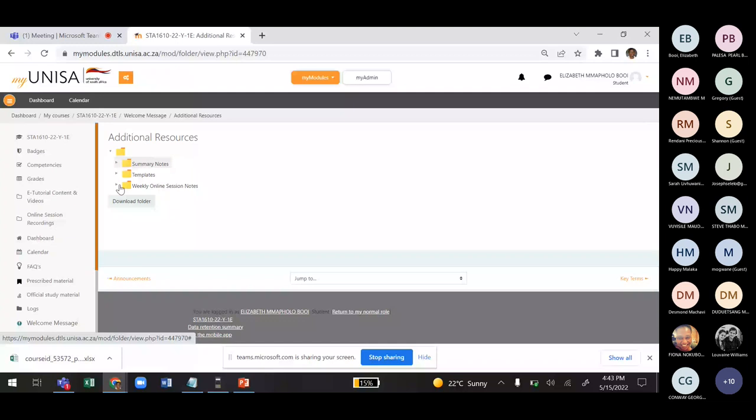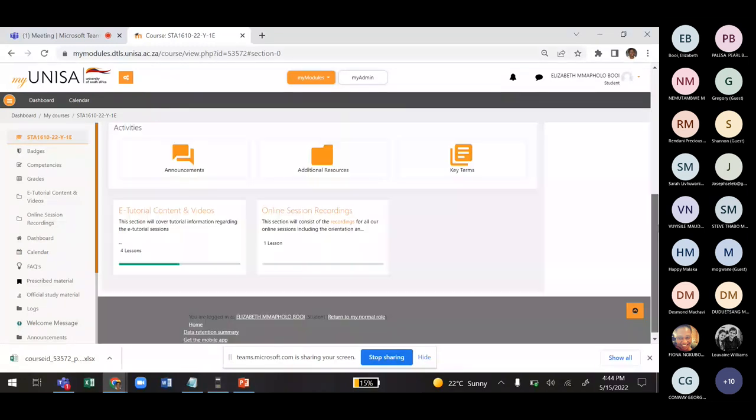Then I do have the templates. We'll use them at a later stage. Don't worry about them. Every week, for every session that we have, the questions that we go through, I will post them here. So here for today's one is here. It has the date stamp of today. So this is the session for today. You will find all the questions we went through here, plus the additional ones that we didn't go through. You can access them from there. And then going back to the homepage.